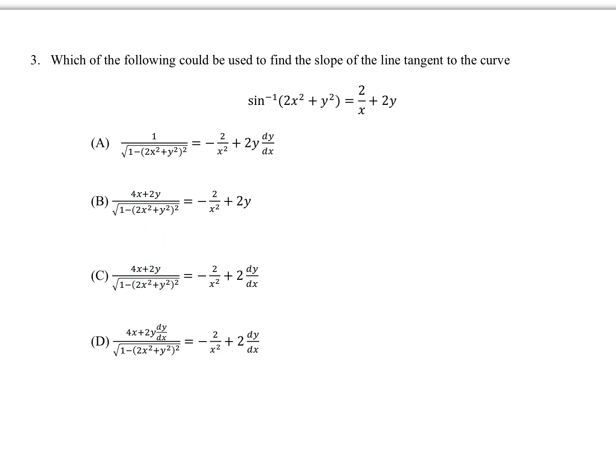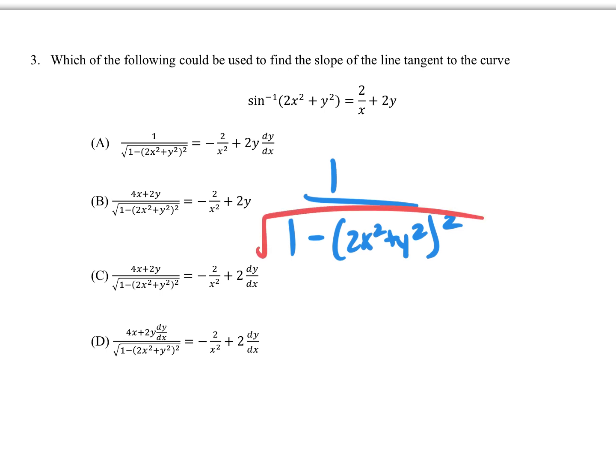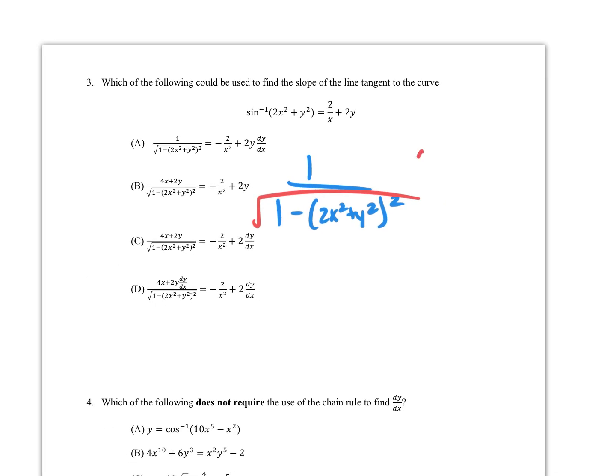Okay. So maybe I'm just going to try it off the side. 1 over 1 minus the angle squared, and I got a big old square root over that. What do we need to multiply that by? The derivative of that angle. Good. What's the derivative of 2x squared? 4x. What's the derivative of y squared? Nice. 2y dy dx. Anytime there's a y, it's got to be followed with a dy dx. That's so good.